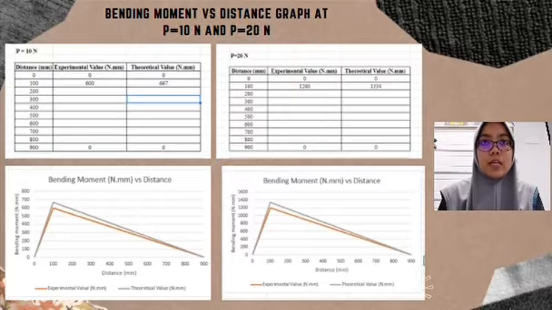Okay, for P equal to 20 Newton, when the distance is 0 millimeter, the bending moment for both theoretical and experimental value is 0 Newton millimeter, and at the distance of 100 millimeter, the theoretical value is higher than the experimental value, which is 1334 compared with 1200 for the experimental value. And at distance 900 millimeter, both the theoretical and experimental value is 0 Newton millimeter.